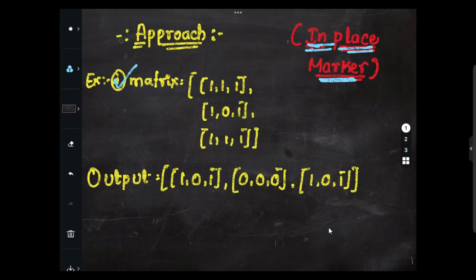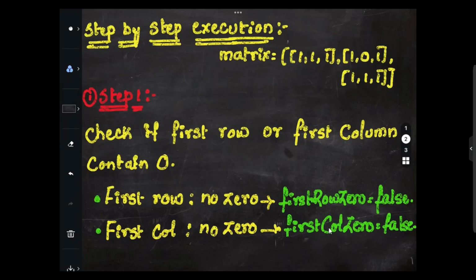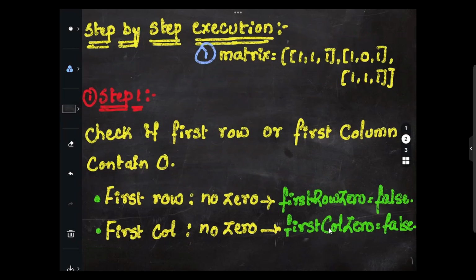I have considered the same first example so that it will be easier to understand. We have 1 1 1, 1 0 1, and 1 1 1. This entire row and this entire column will be converted to 0. After converting, we get 1 0 1, 0 0 0, 1 0 1. This is how we got the output. Let's move on with the step-by-step execution, with the same first example. The first step is to check if the first row or the first column contains 0. Here in this case, the first row as well as the first column doesn't contain 0.